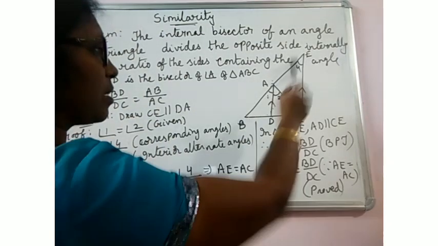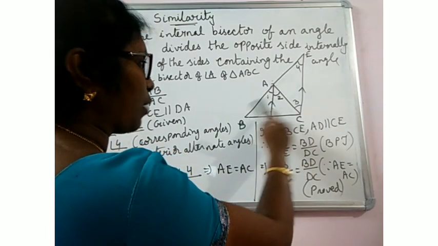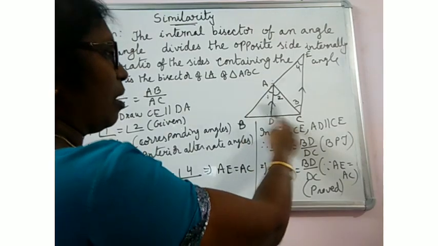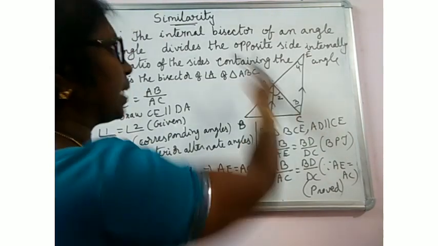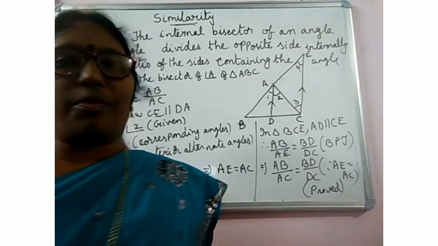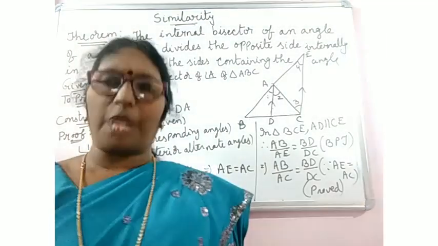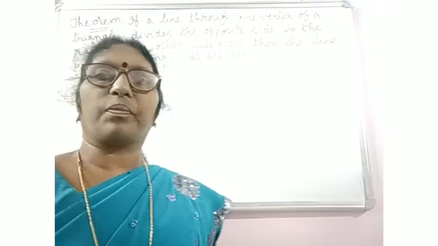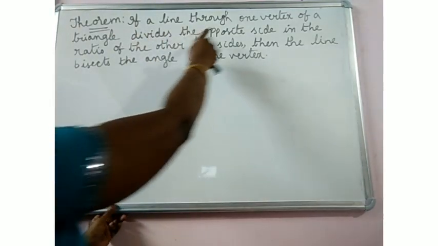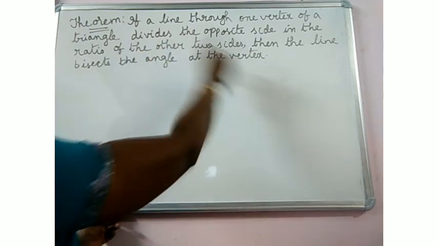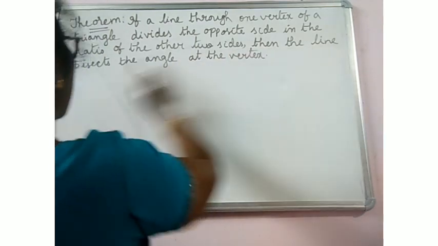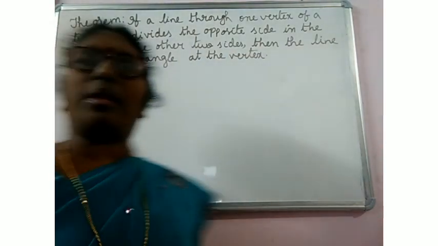of the theorem is, if AB by AC is equal to BD by DC, then AD divides BC in the ratio of the sides containing the angle, and we have to show that AD bisects angle A. That is the converse of this theorem that you are going to learn now. So the converse of the previous theorem is, if a line through one vertex of a triangle divides the opposite side in the ratio of the other two sides, then the line bisects the angle at the vertex.